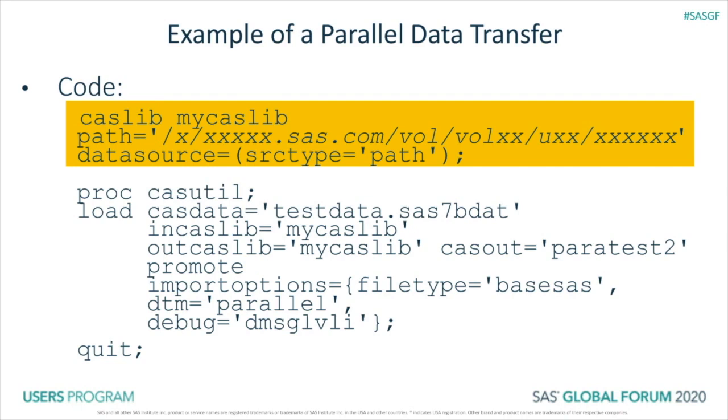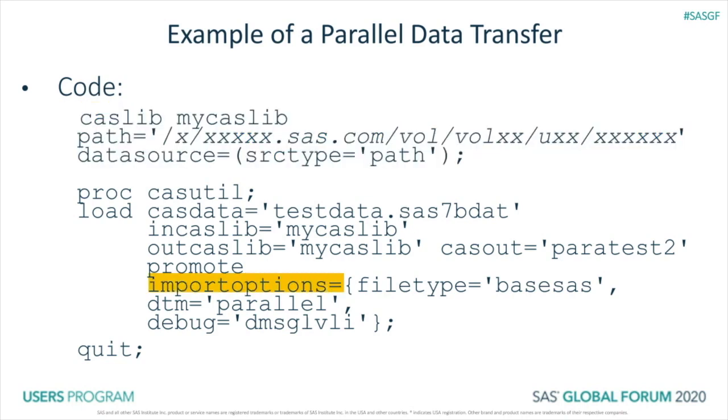If we look at the import options, we can see that I'm using the DTM= option. This option allows me to set the data transfer method. So in this example, I'm setting the data transfer method to parallel. You also see that I'm using the DEBUG= option, and I'm setting this option to a value of DMSGLVLI. What this option does is write a note to the SAS log when we run this code that's going to let us know which mode of transfer we used. Did we transfer it in parallel or did we transfer it serially?